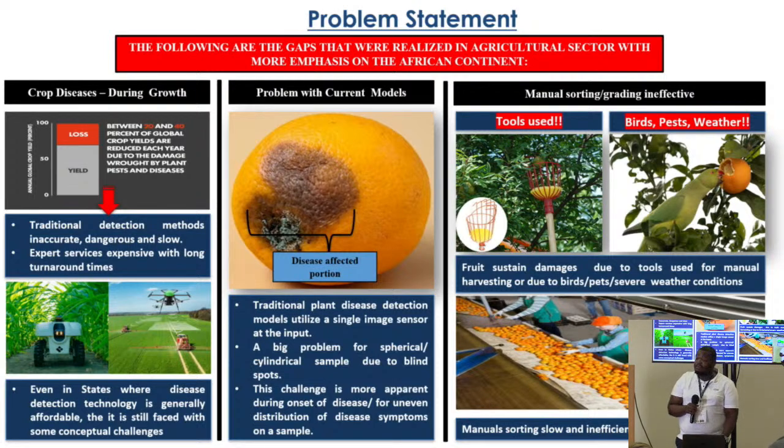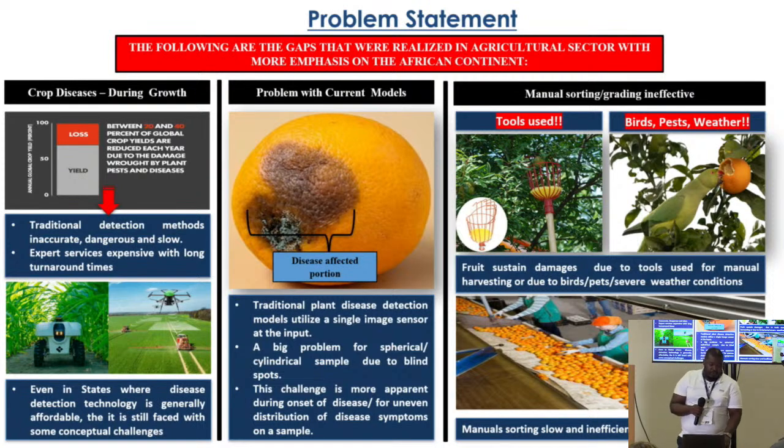Some established farms tend to send samples abroad to experts for them to classify diseases. Also, this option is problematic because it is expensive, one. Secondly, it has high turnaround times, which end up giving farmers less time to react.